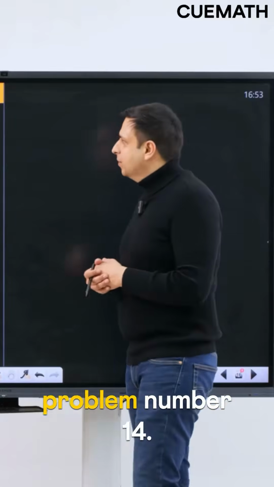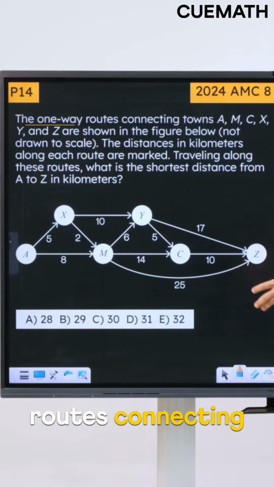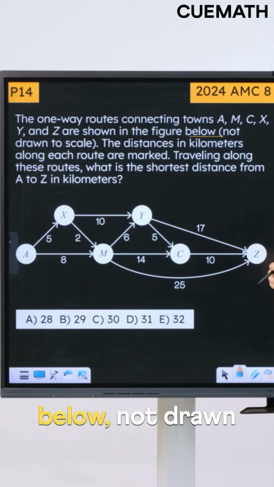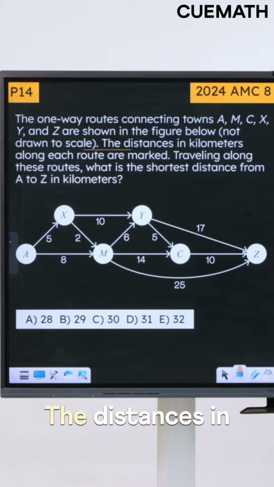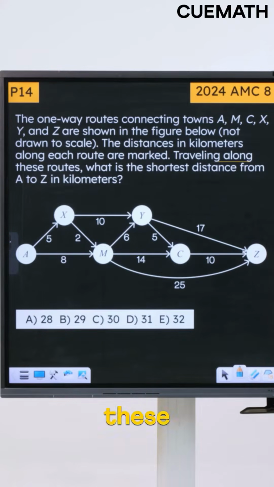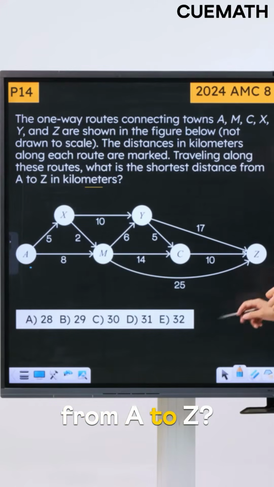Now here is problem number 14. The one-way routes connecting towns A, M, C, X, Y and Z are shown in the figure below, not drawn to scale. The distances in kilometers along each route are marked. Traveling along these routes, what is the shortest distance from A to Z?